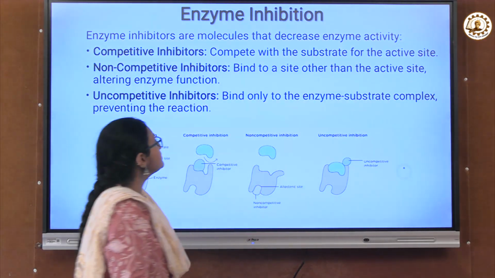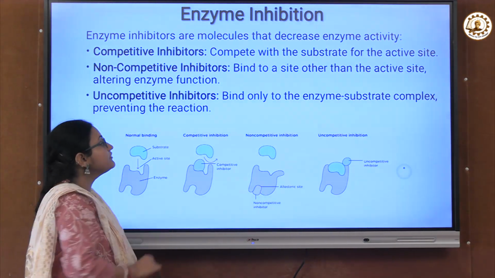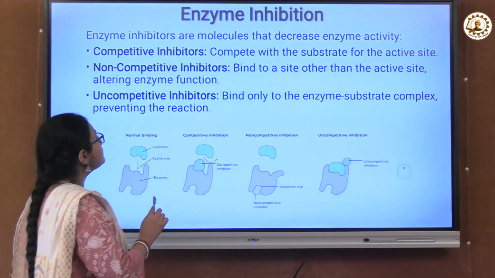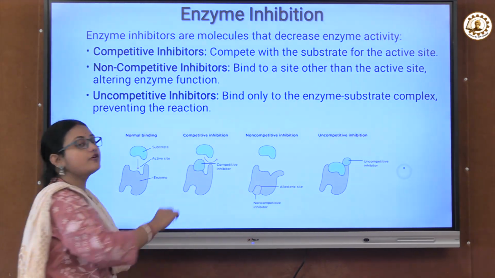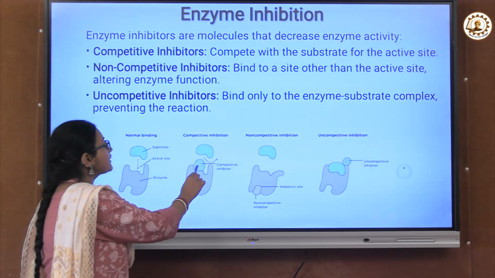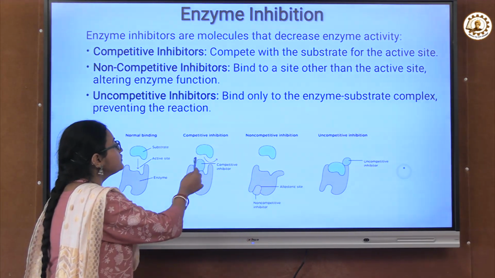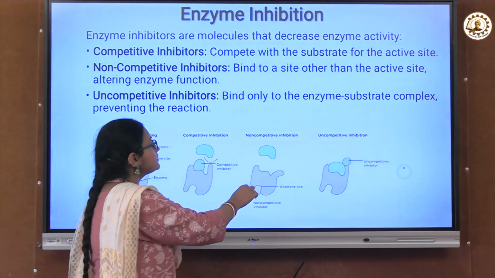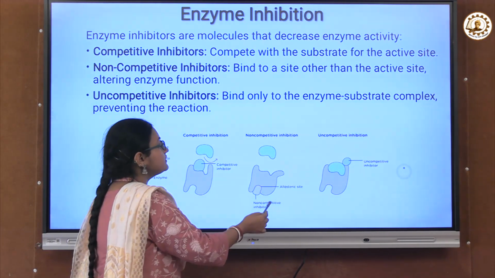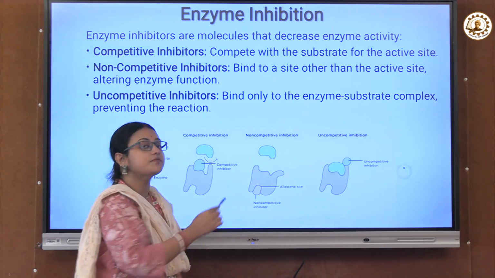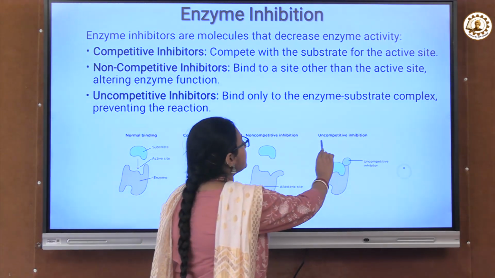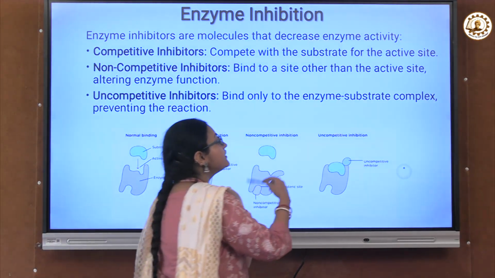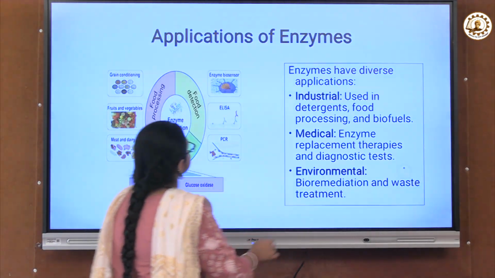In enzymes, there are some inhibitors like competitive inhibitors, non-competitive inhibitors and uncompetitive inhibitors. Competitive inhibitors compete for the active site of the enzyme. They bind the active site, so the substrate can't bind. Non-competitive inhibitors bind another site other than the active site, so the substrate can't bind. And uncompetitive inhibitors bind the enzyme substrate complex, so they minimize the rate of the reaction.